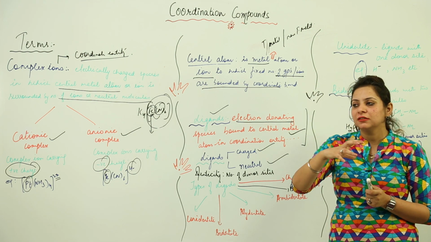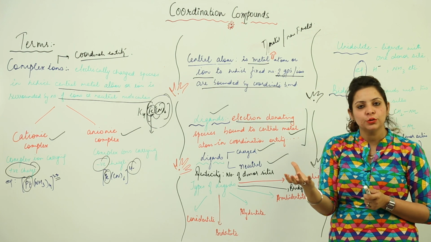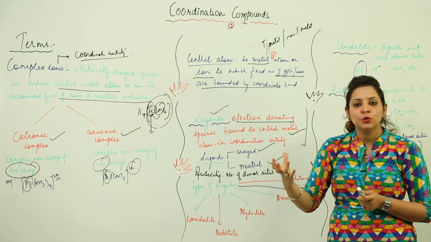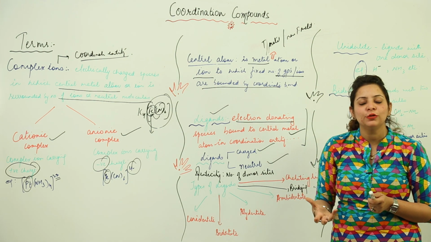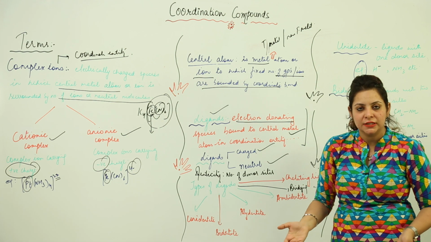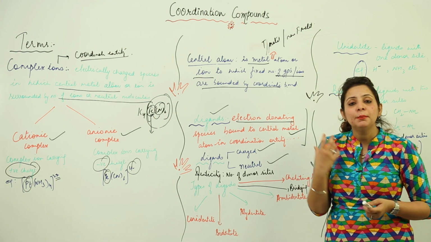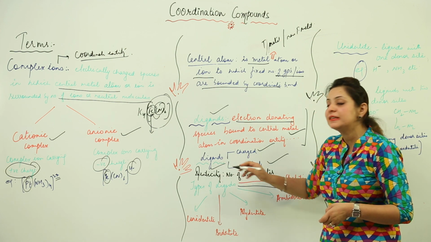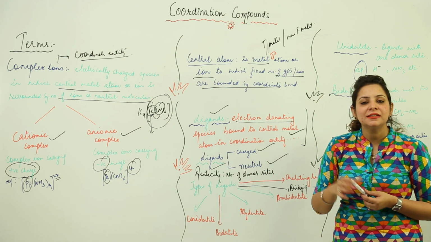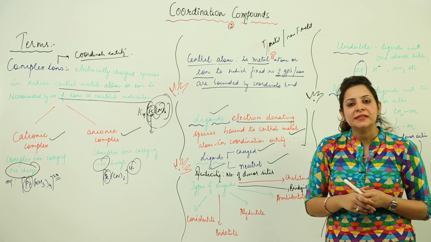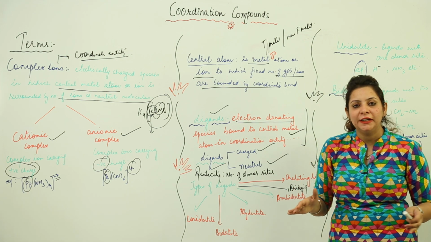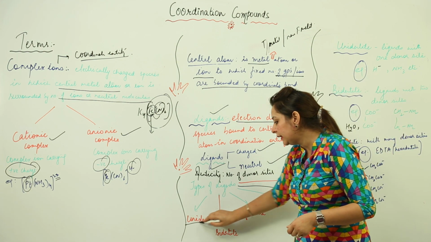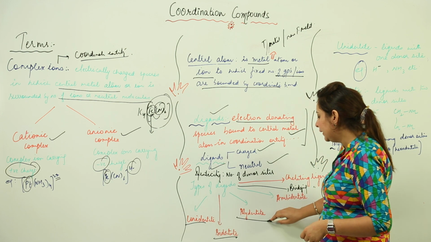Now how many lone pairs do they possess, or how many donor sites? We can just transform the lone pair into the donor site, because the donor site obviously means the lone pair, since that is only what they are going to donate to the atom. So the number of donor sites which a ligand possesses is called its denticity.